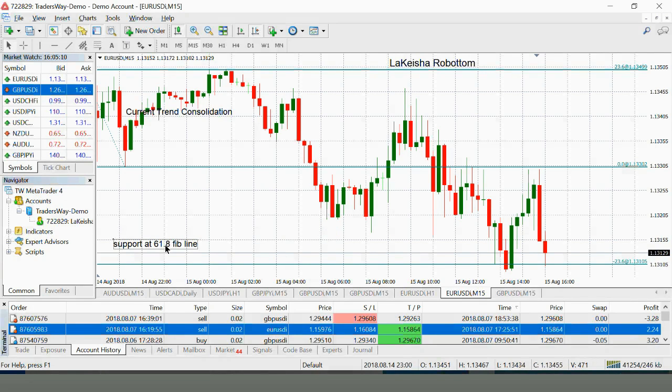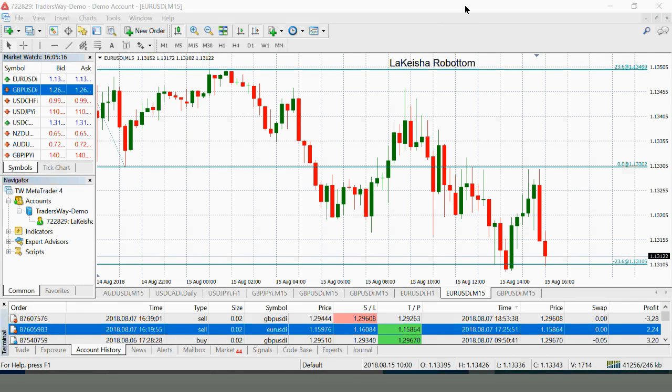Good morning. This is Lakeisha Rowbottom, and I am recording a live video to execute a live trade. Hopefully, I want to start off by talking about the chart that I'm in and the potential trades that I could set up here. I am in the Euro USD 15-minute chart.